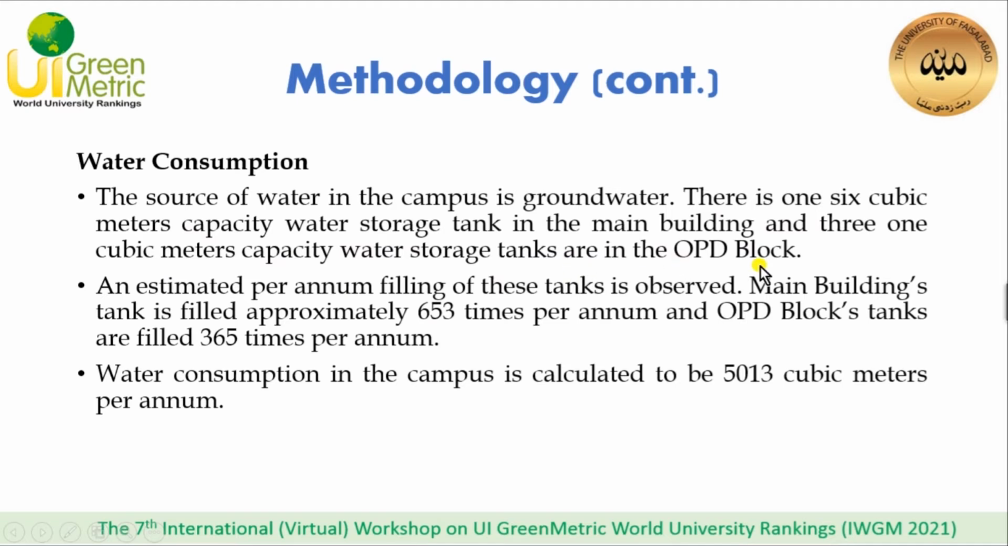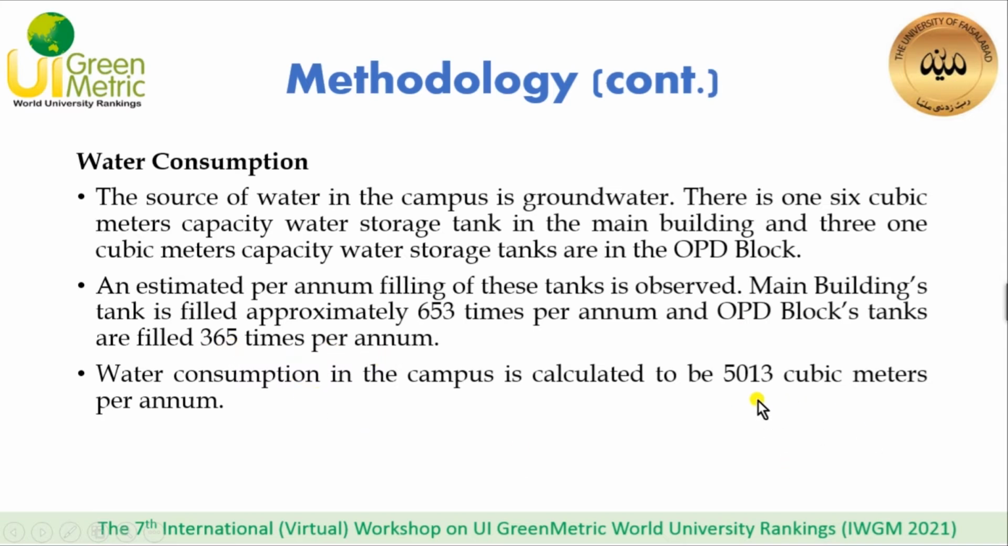Observations were done for a year, and it was observed that the main building's tank was filled 653 times per annum, and the tanks present in the OPD block are filled 365 times in a year. So water consumption is around 5013 cubic meters per annum.